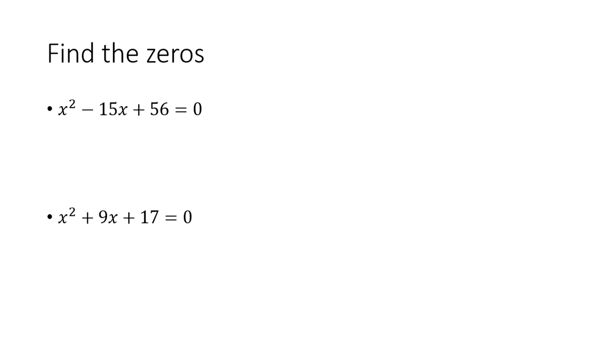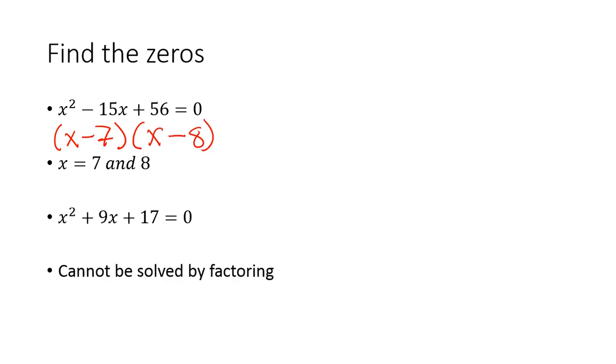Okay, so pause the video and take a second to find the zeros of each of the following. For the first one, when you factor it, two numbers multiplied get you 56, added together get you negative 15. You should have gotten x minus 7 and x minus 8. Those would have been your factors. Once you have those factors, you set both of them equal to 0 and solve, getting you a positive 7 and a positive 8.